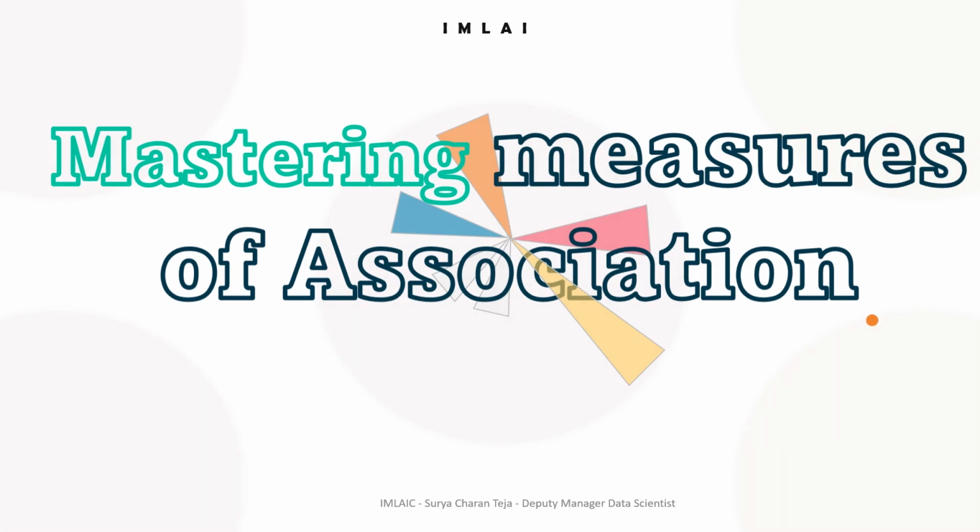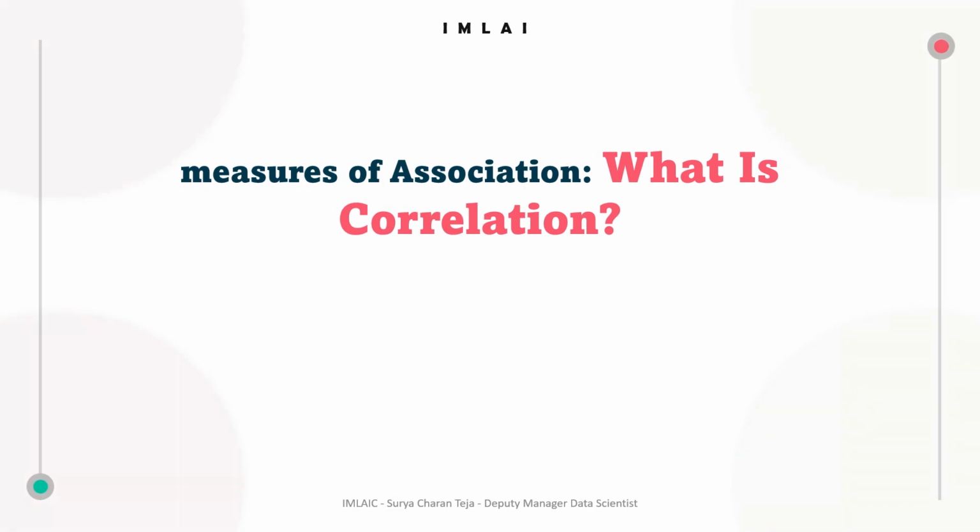Now it's time to start exploring relationships between variables. Let's begin with correlation. What is correlation? In statistics, correlation measures the strength and direction of a linear relationship between two continuous variables. It ranges from -1 to 1, where -1 indicates a perfect negative correlation, 0 indicates no correlation, and 1 indicates a perfect positive correlation.